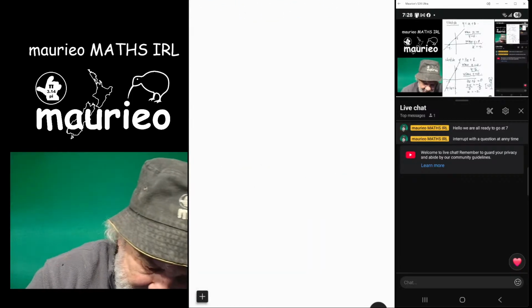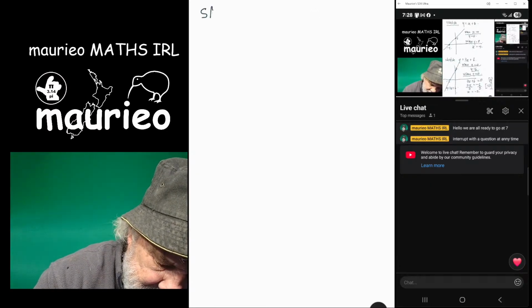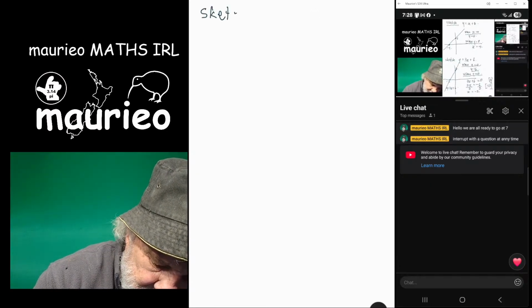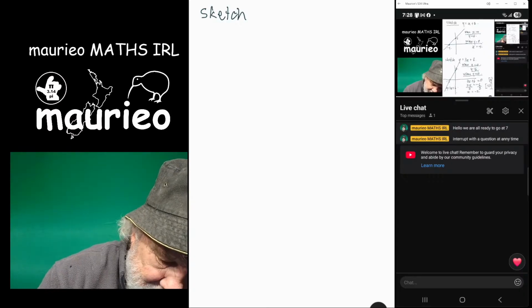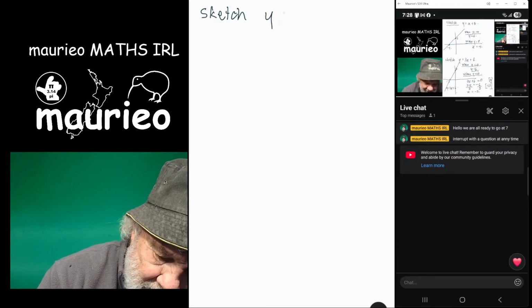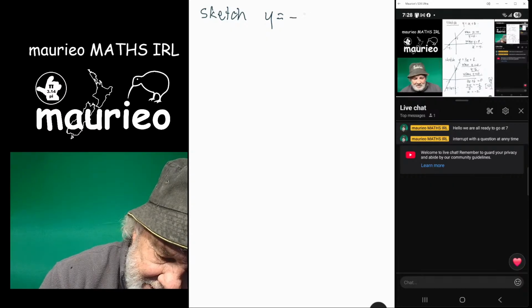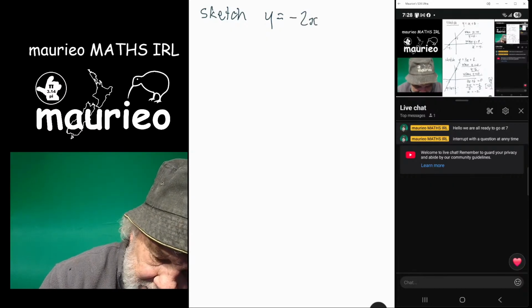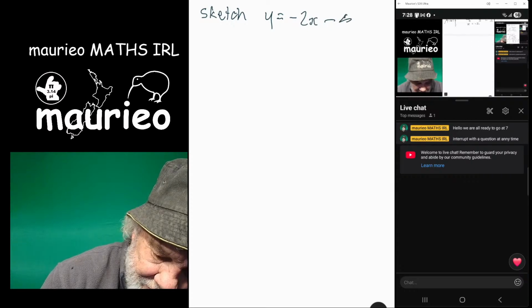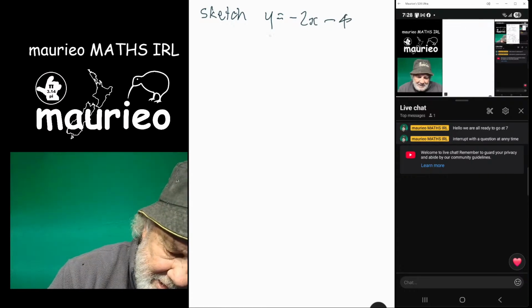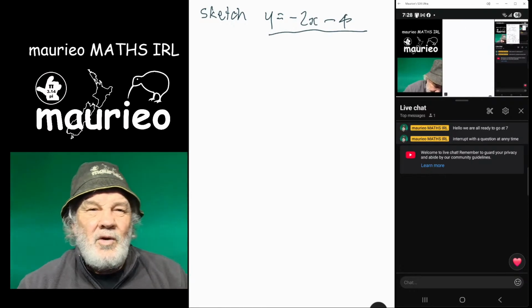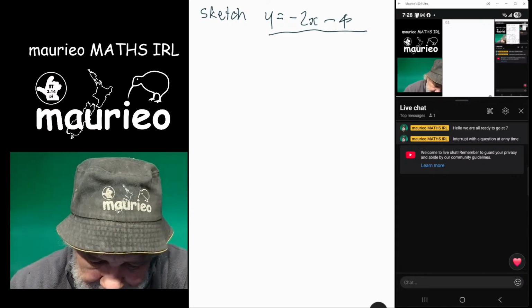Let's have a look at the sketch. The rise is 6 over the run 2, 6 over 2, so the gradient is 3. That's good. Y equals negative 2x minus 4.